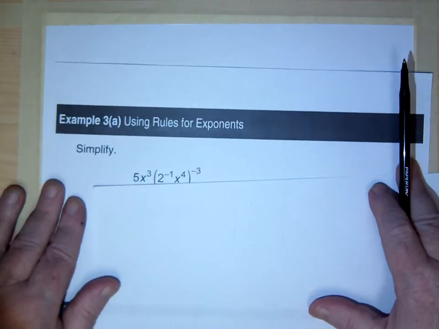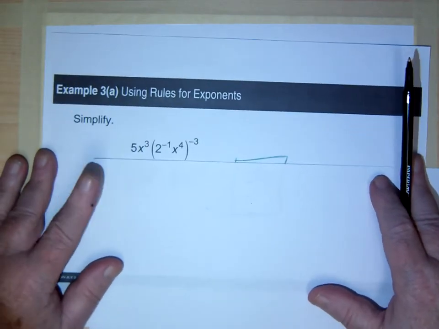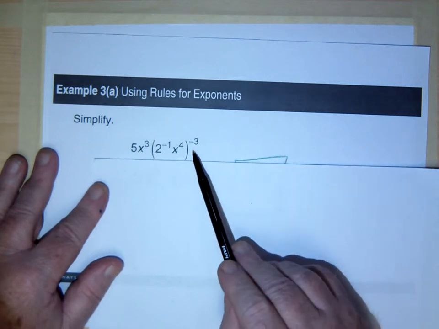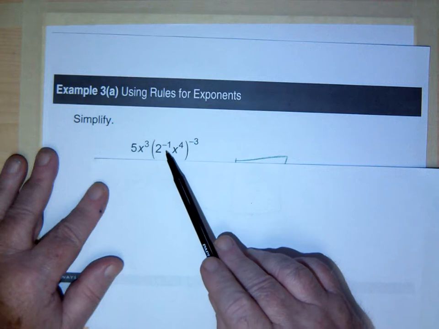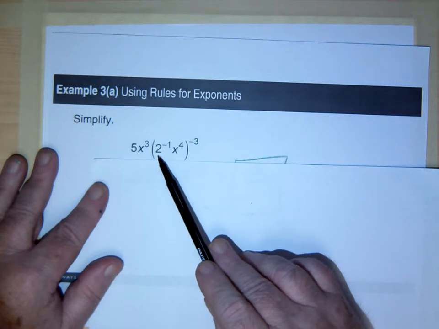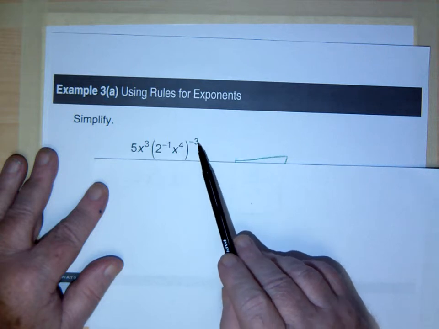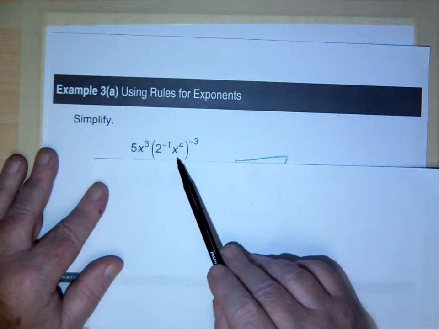Here's another example. This minus 3 as an exponent is applied to all of these factors. So I'm going to take minus 3 times minus 1, and that's going to be a positive 3. So this is going to be 2 cubed. And this is going to be, I multiply these, this is going to be x to the minus 12. So it's going to be x to the 12th in the denominator.